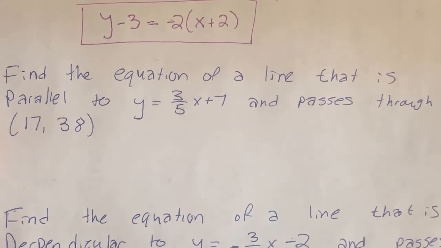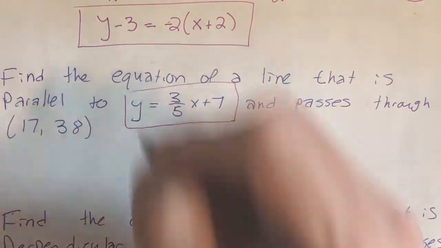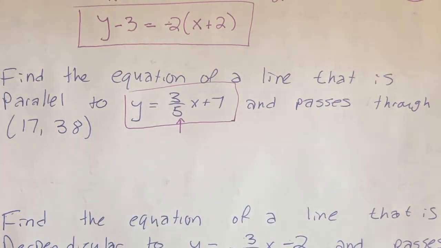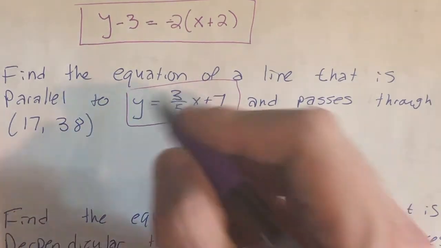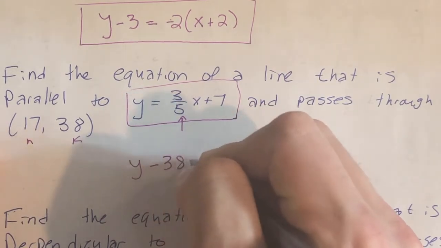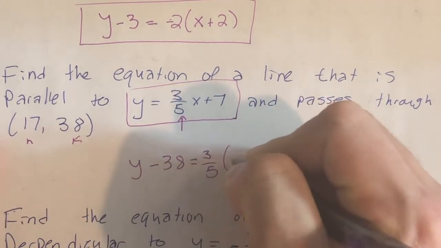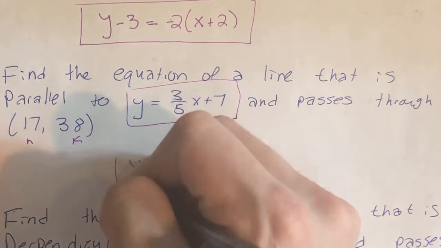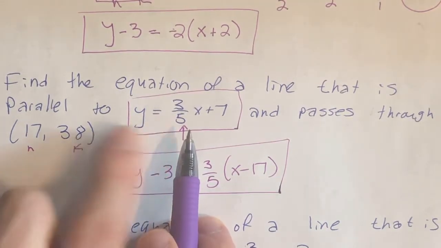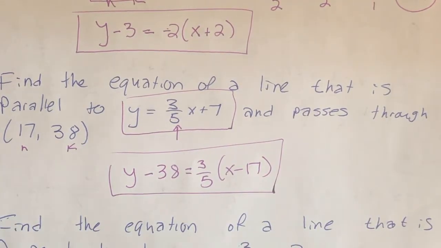All right, here we go. I'll show you how to do this one. Again, here's our line, 3/5 x plus 7. The slope of our new line has to be 3/5 so that it will be parallel to this line. And the point we want is (17, 38). So I have y minus 38 equals 3/5 times (x minus 17). And using point slope form helps us a lot. There's no b to solve for. All you have to do is find your slope, plug in your point, use point slope, and you're done. That's one of the really good reasons why I emphasize point slope form, because it makes your life so much easier when it comes to these questions.